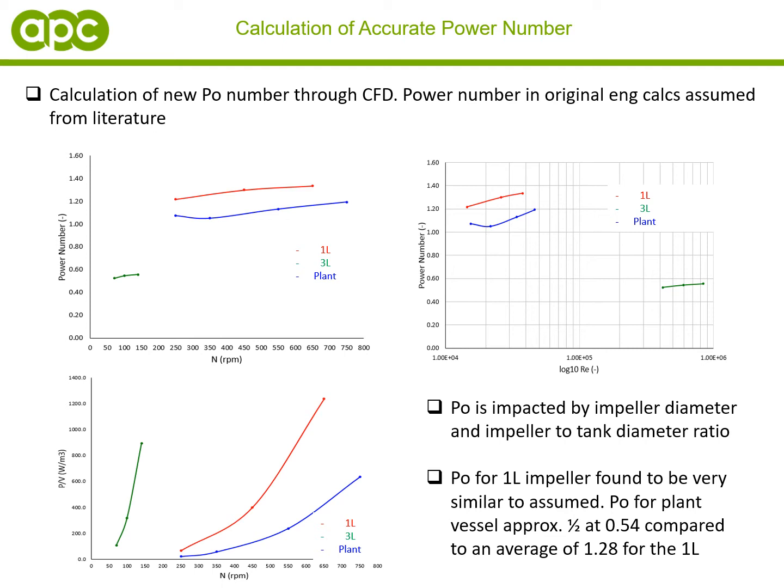But what was most interesting was that the power number for the 1 litre impeller was found to be very similar to that assumed in the engineering calculations. However, for the plant vessel, it was actually about half of that value. It came out at about 0.54 compared to an average of about 1.28 for the 1 litre reactor.